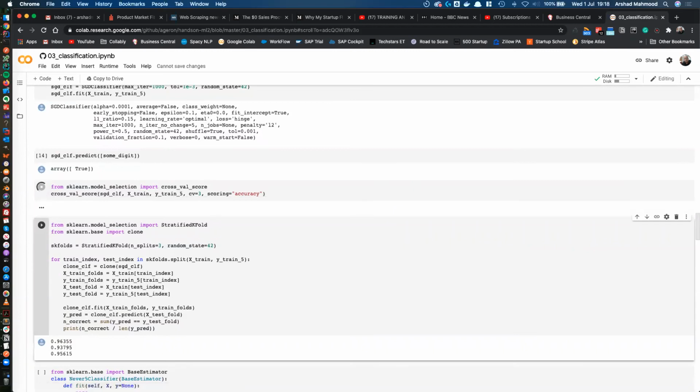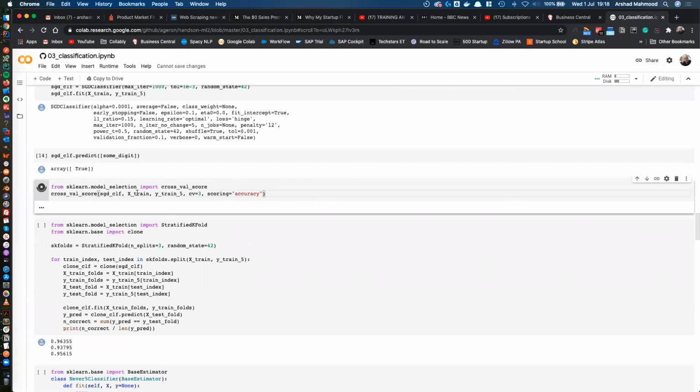So yeah. So cross-validation score. So this is cross-validation score. It takes as input the stochastic gradient descent, the training data, the actual values for the training, and 3 folds. So this was the multi-fold.